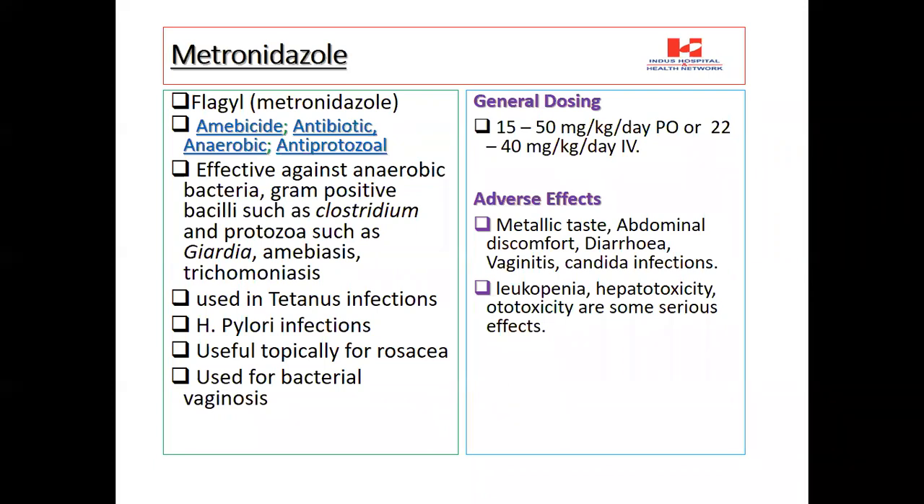Those patients who are on metronidazole orally might experience a metallic taste. And on a long term, we have to monitor for hepatic function and leukopenia in some cases.